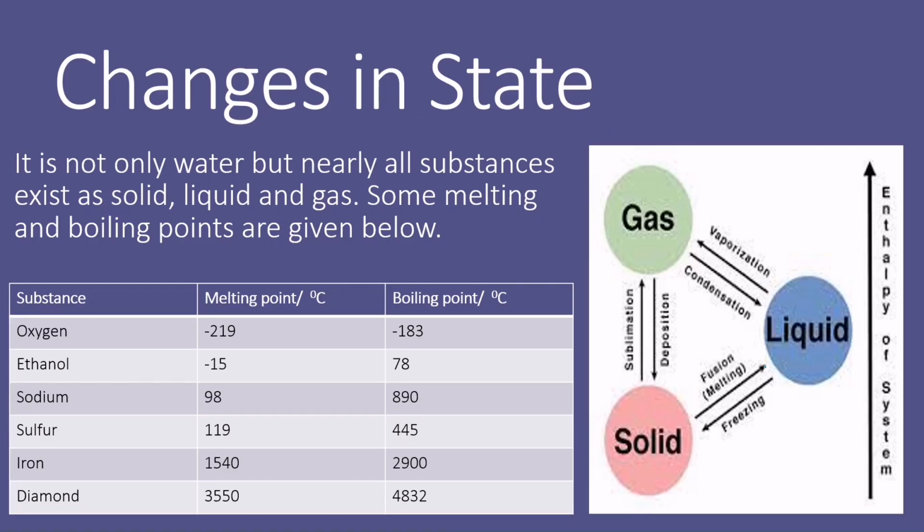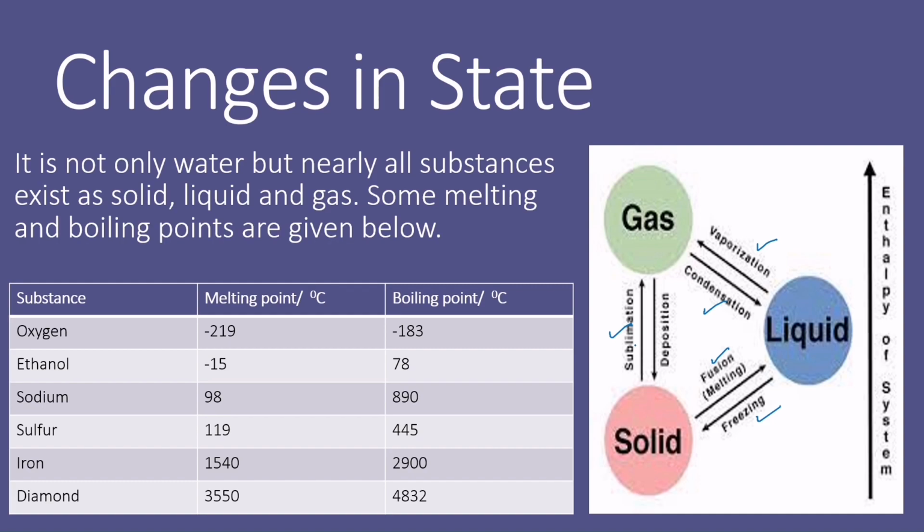Now it is not only water; nearly all substances exist as solid, liquid and gas. One form of matter can change into another form of matter. These changes involve different processes like vaporization or boiling, condensation, melting, freezing, sublimation, etc. These are just physical changes as no chemical processes are involved in them.